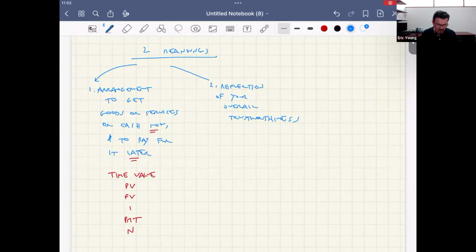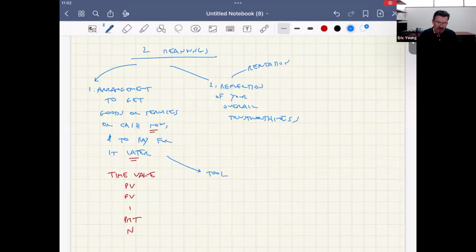Okay? So credit is both a specific arrangement to get things, in which case we can say that credit is a tool, and credit's also a reflection of you. So in that sense, it's sort of tied to your financial reputation.